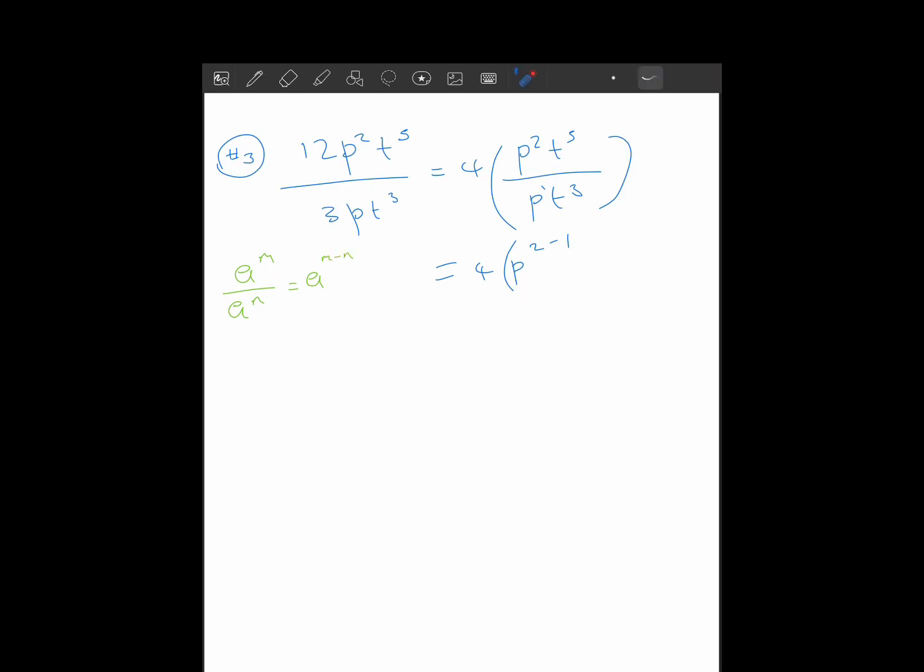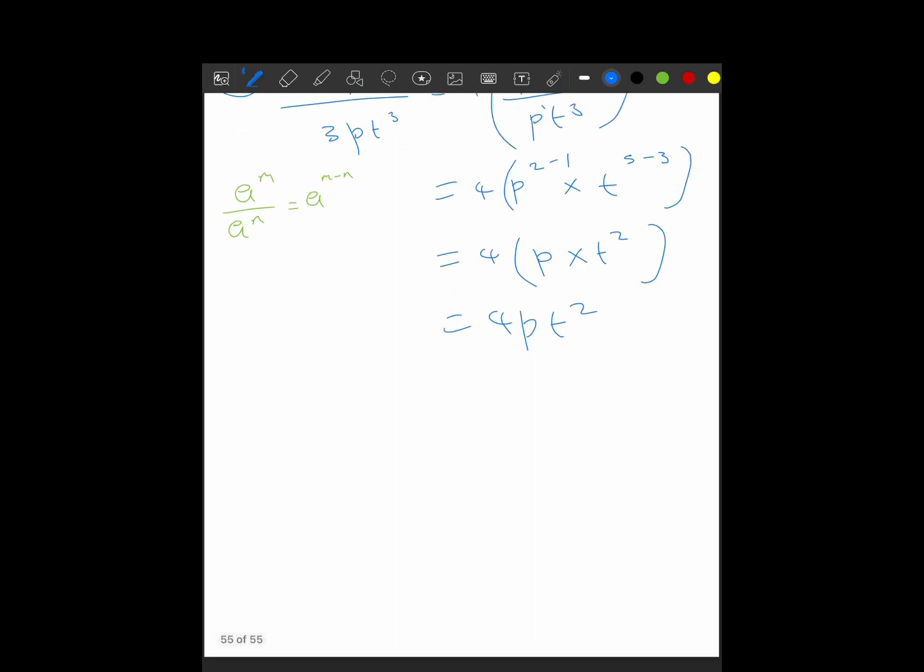And then again, we see t and t are the same. So you're going to have this times t power 5 minus 3. So it's 4 p power 2 minus 1. 2 minus 1 is 1, times t power 5 minus 3, which is 2. And p power 1 is essentially p. And your answer is 4p t power 2. And that's your answer. I hope this makes sense.